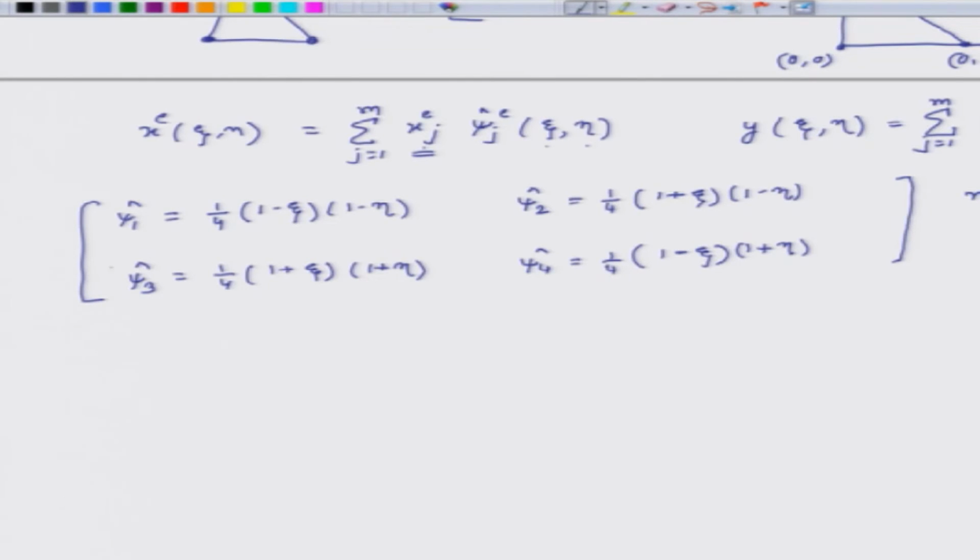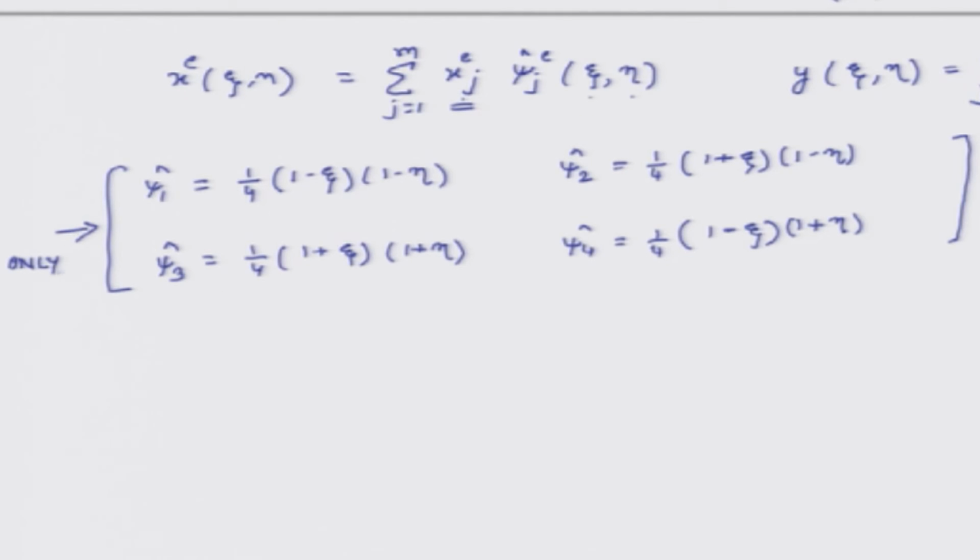So, these psi's are valid only for 4 noded quad. Okay. So, these psi's are only valid for 4 noded quadrilateral. These are valid only for 4 noded quadrilateral.